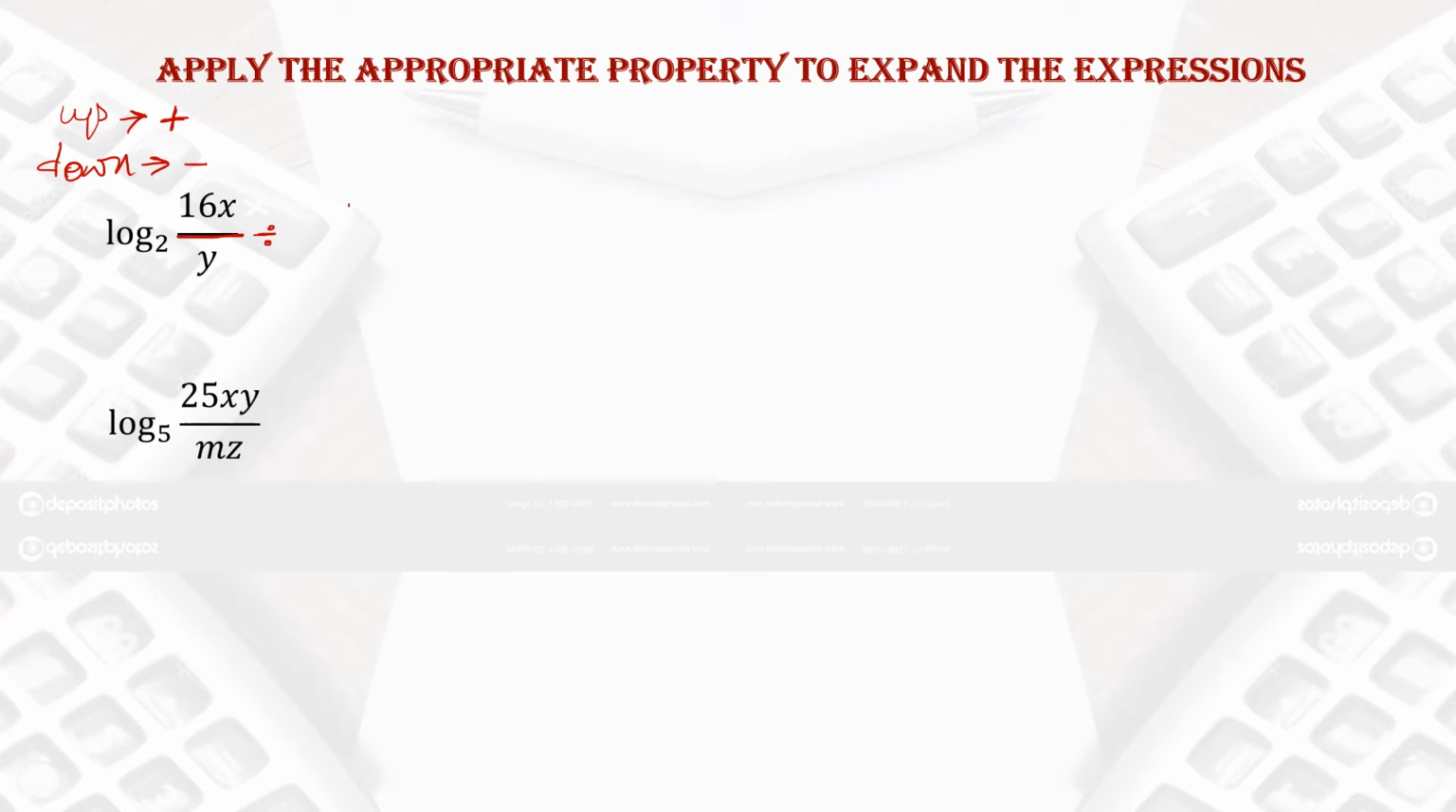So what will you write? You will write log base 2 of 16, the first term. The x is on the top, so you will write plus log base 2 of x, and y is in the denominator, so you will write the minus sign and log base 2 of y. So whatever is on the top, you write them with the plus sign, and don't forget to write the log with each and every term while separating them with each other.